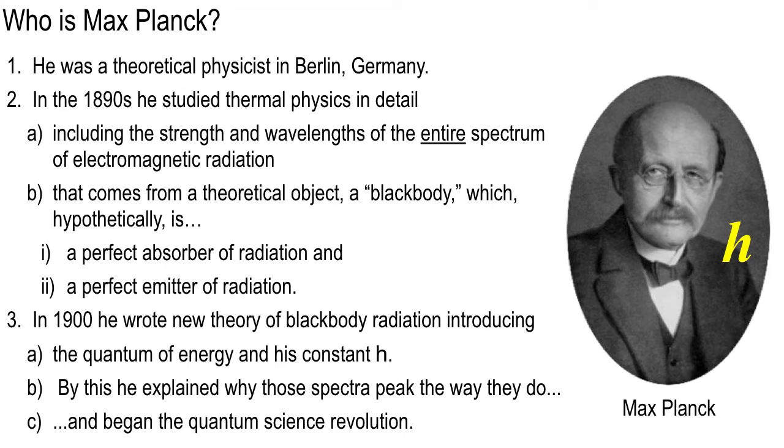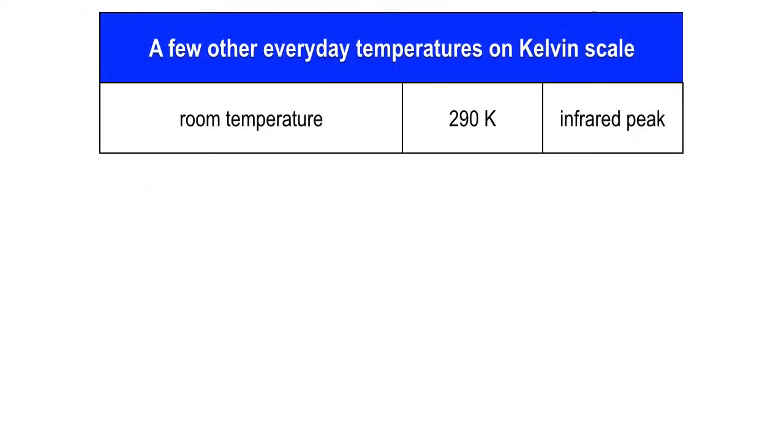Now, we're not done talking about Planck's constant. This is like F equals ma. We're going to keep talking about F equals ma, and from this day forward, we're going to keep talking about Planck's constant most of the time. Now, here's a few other everyday temperatures and where they peak. Room temperature is about 290 Kelvin, and that's infrared.